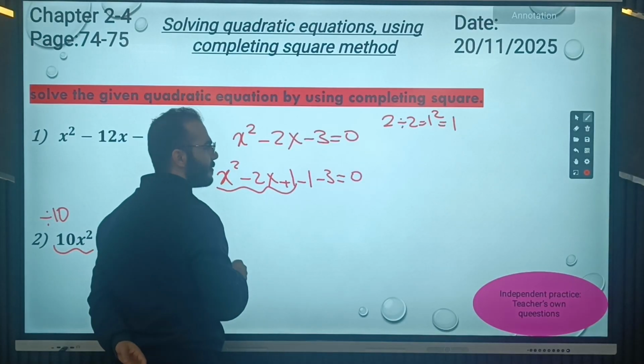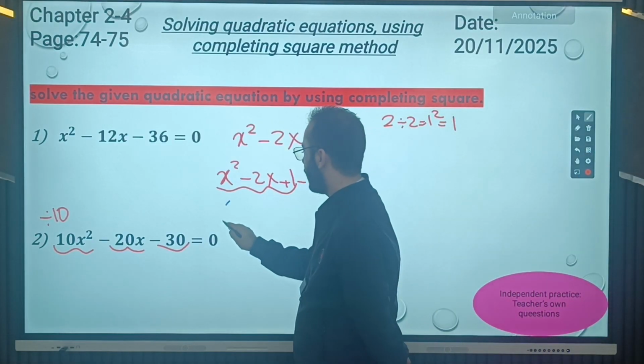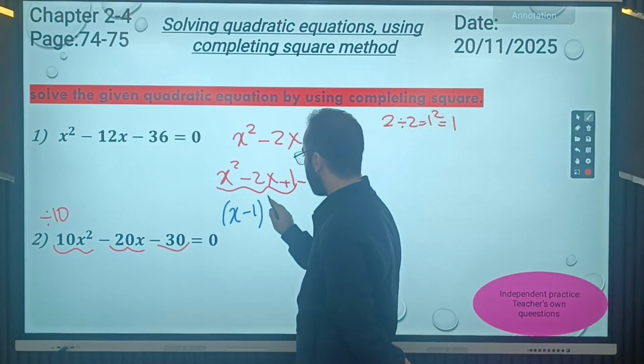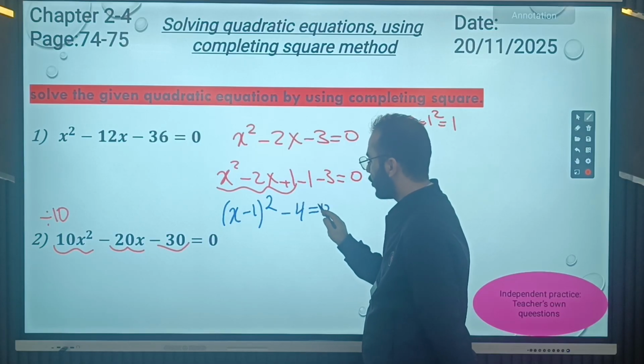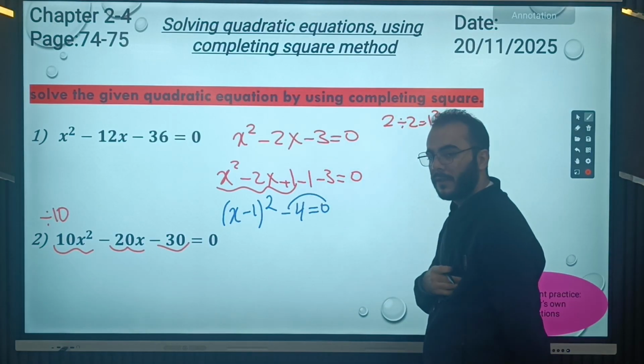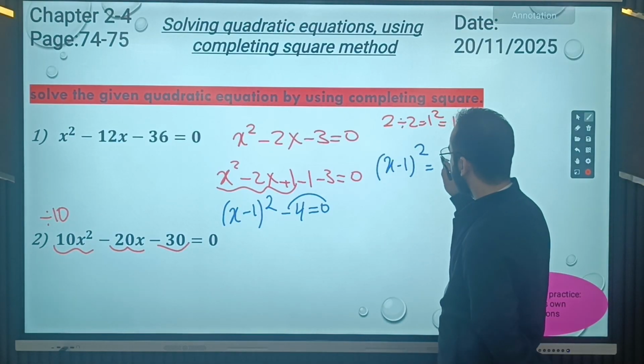The first three always make a perfect square form. So here it's going to become (x minus 1) powered by 2. Negative 1 or negative 3, negative 4 equals 0. Move this negative 4 to the other side. So it's going to become (x minus 1) powered by 2 equals 4.